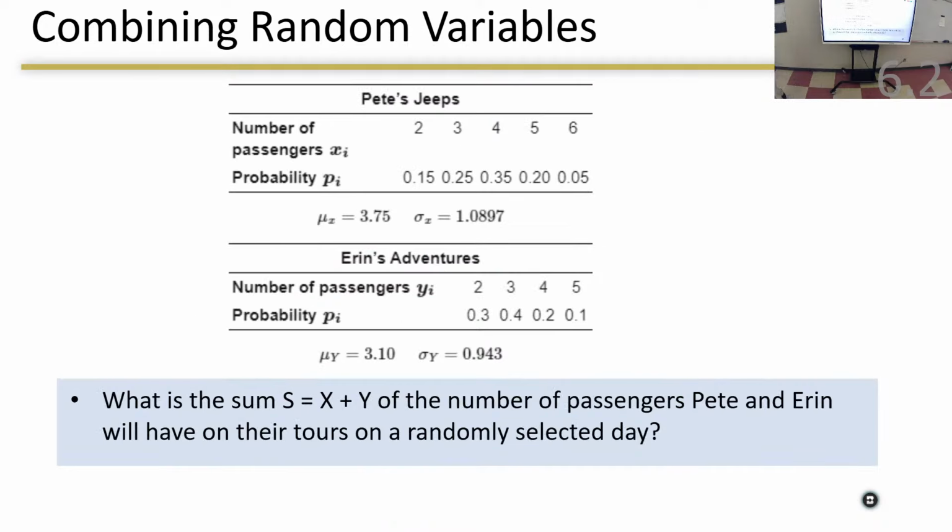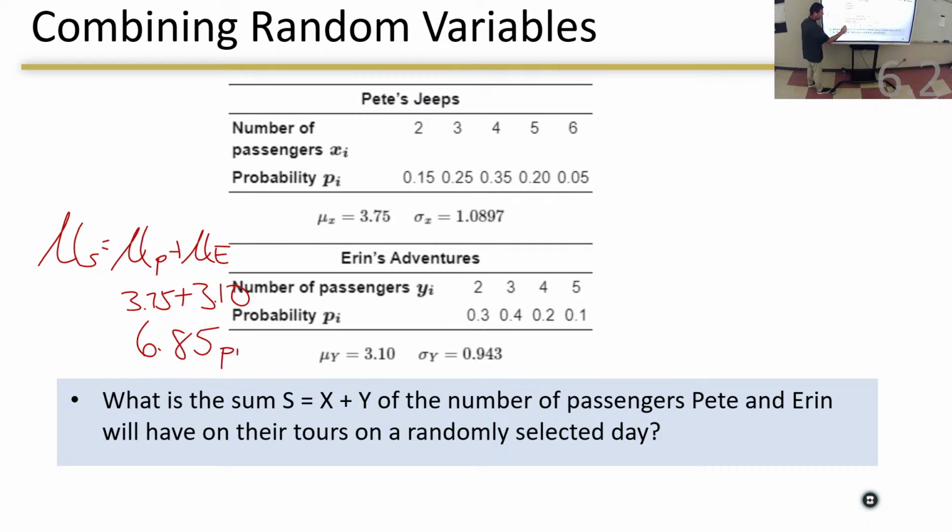Good enough? The question is, what is the sum of the number of passengers that Pete and Erin will have on their tours on a randomly selected day? And so the sum is equal to the mean of Pete plus the mean of Erin. I think they actually used X's and Y's. I would probably use E and P. And I would go down here to 3.75 plus 3.10. You guys have calculators. That's 6.85 passengers on a randomly selected trip.